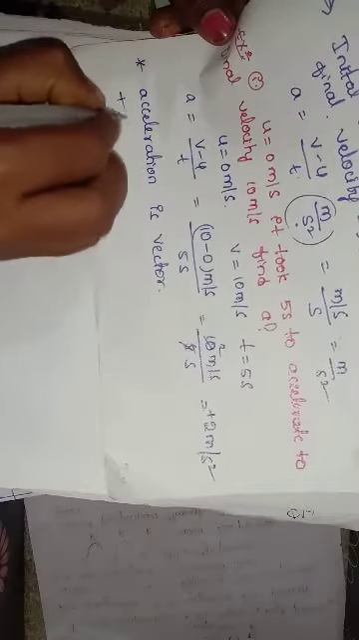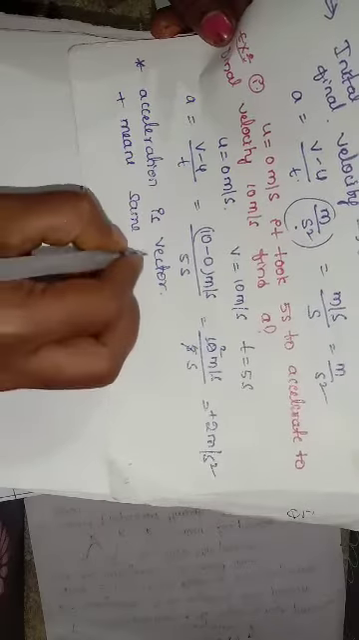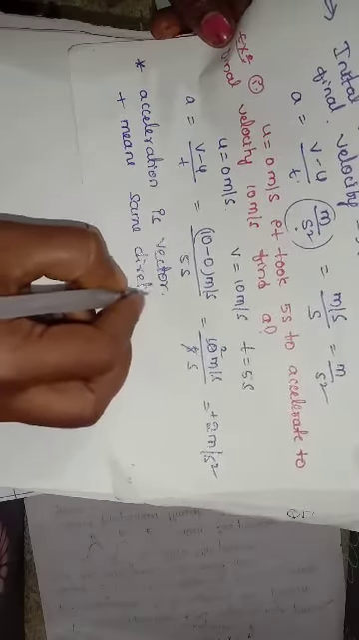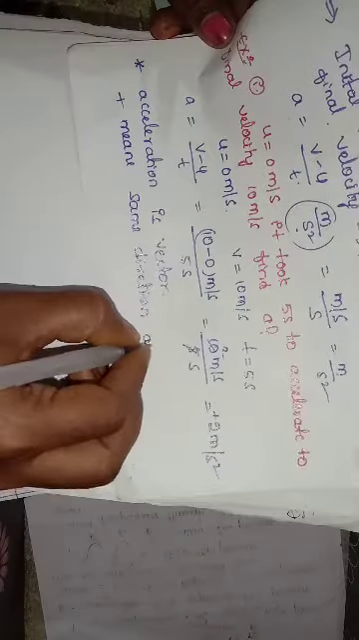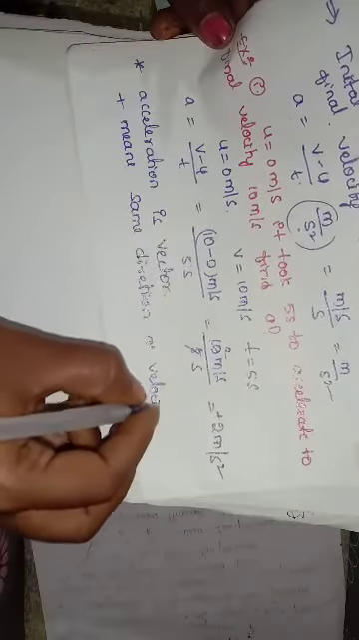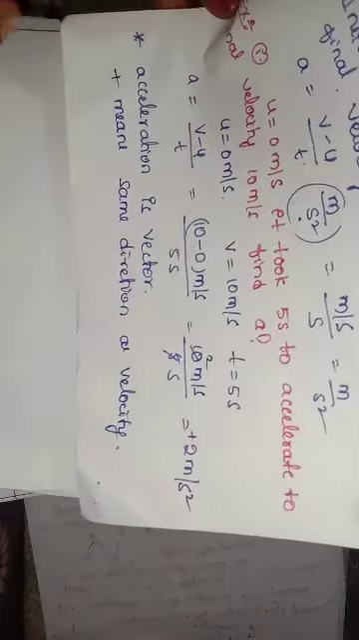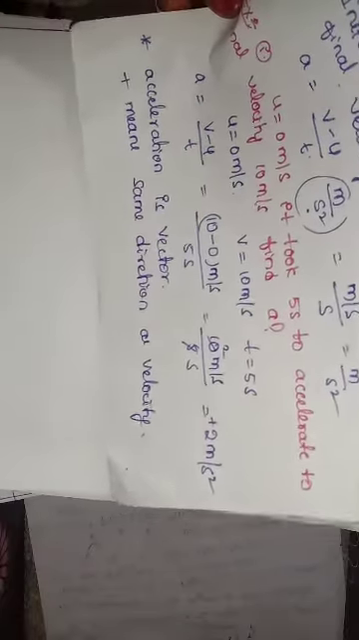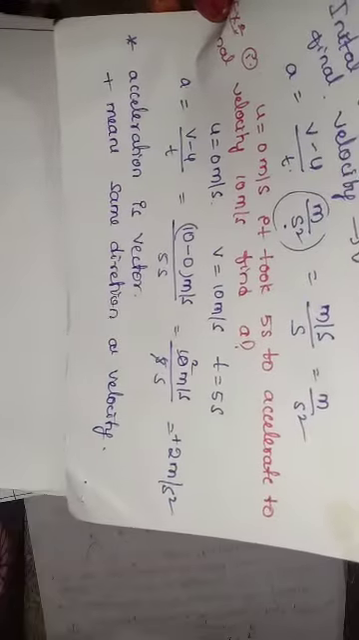So plus means the same direction as velocity. This acceleration you may get in negative. If you get a negative value, then it is a case of retardation. Clearly remember this. Okay, so next, let us see one more problem.